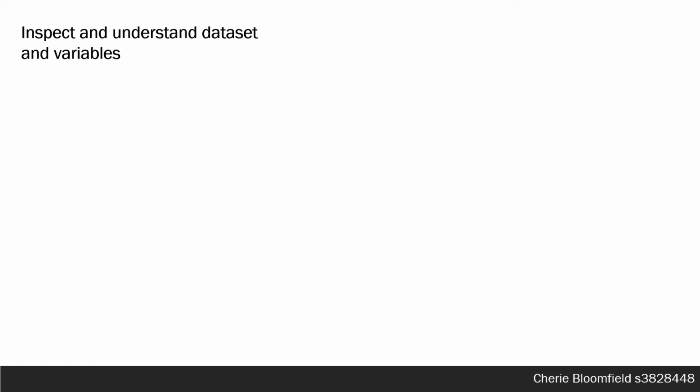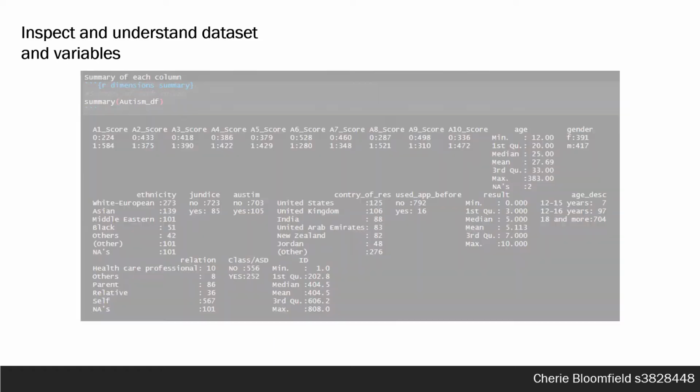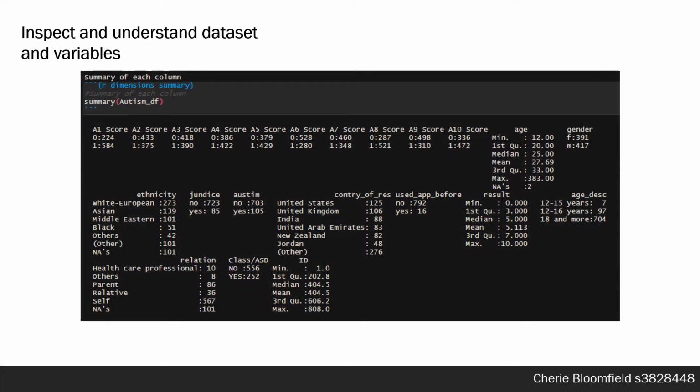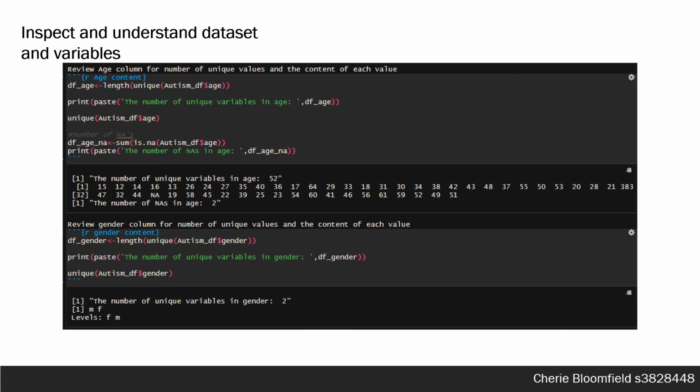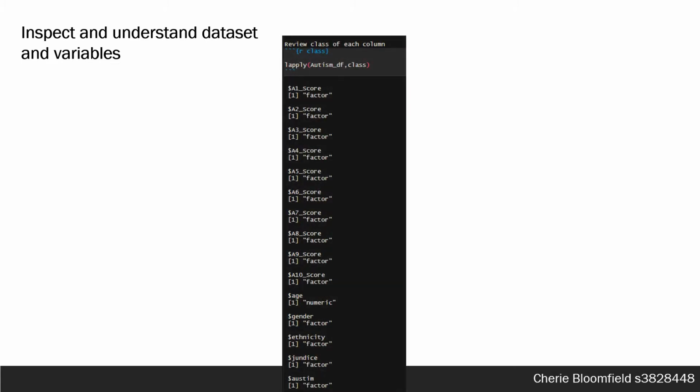The next step was to inspect and understand the dataset and variables. The data frame and variables were inspected using R functions. The dimensions were reviewed using the dim function, 5 rows were sampled from the data with the head function, and a summary of the dataset was produced with the summary function. Each column was reviewed for the number of unique values and the content of each unique value by the length and the unique function. The classes were reviewed for each column with the sapply and lapply functions. The data set showed 22 dimensions with 808 rows, and the class function showed a mixture of factor, numeric, and integer data types.